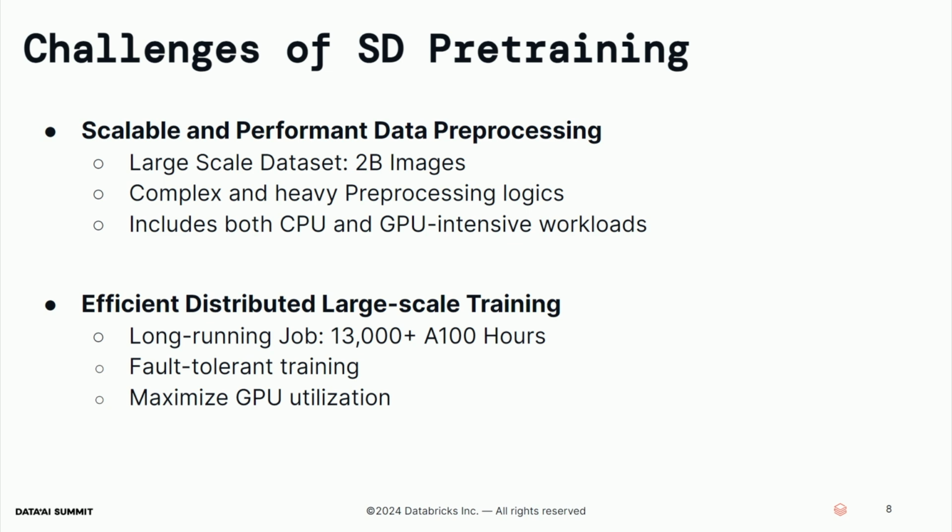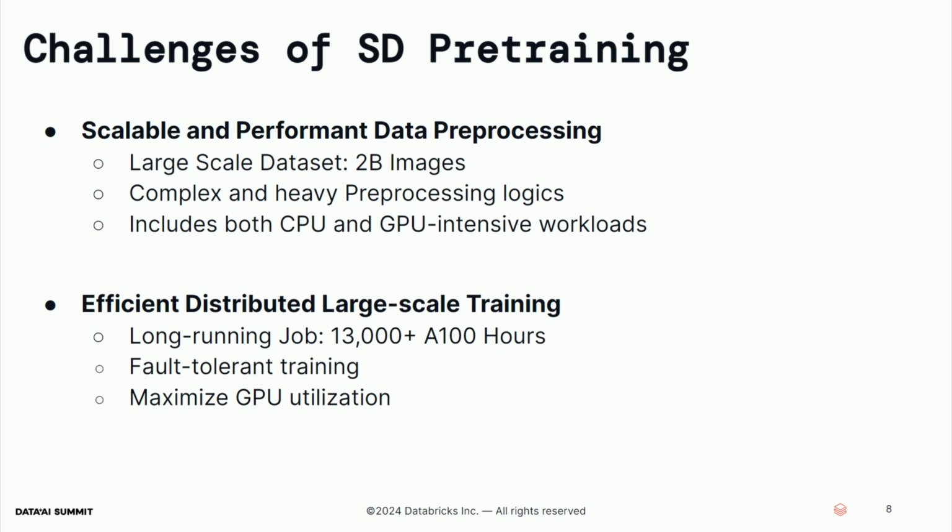On the training side, Stable Diffusion pre-training is a job that costs more than 30,000 A100 hours. So node failure and software failure are pretty common. We need an efficient way to do fault-tolerant training to minimize your training progress loss. And also, optimizing your training loop to maximize GPU utilization can reduce the time on model training, thus saving your money on these precious A100 instances.